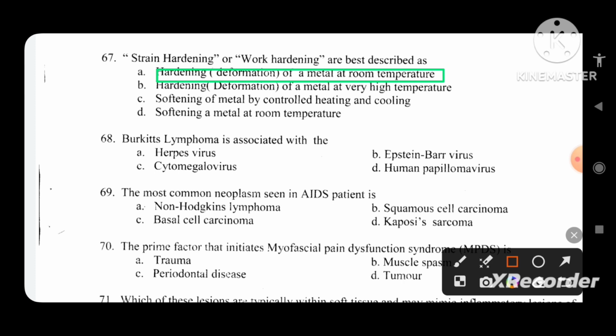Burkitt's lymphoma is associated with. Options are herpes virus, Epstein-Barr virus, cytomegalovirus, human papilloma virus. And the correct answer is Epstein-Barr virus. Burkitt's lymphoma is associated with Epstein-Barr virus.